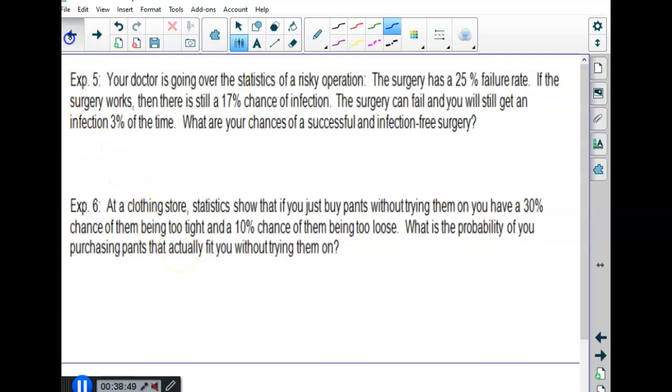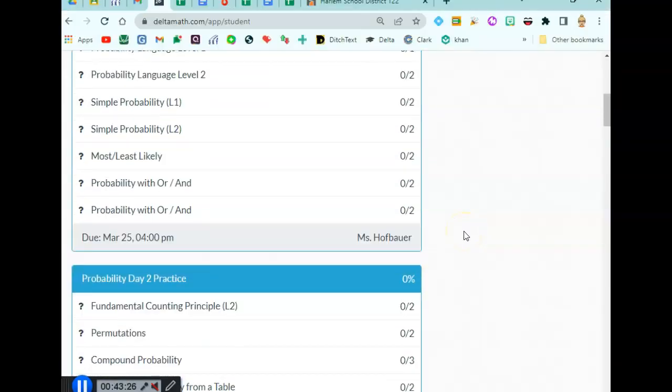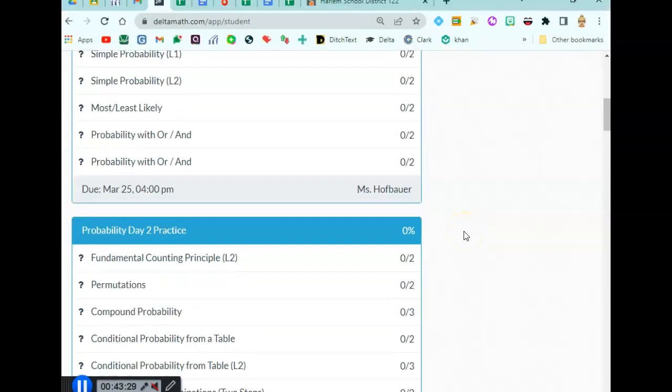We'll pick up there tomorrow, okay? But I think that will be enough for you to get through the first Delta Math assignment. Tomorrow is a warm-up. Help me remember, okay?